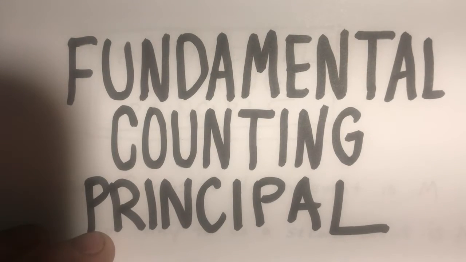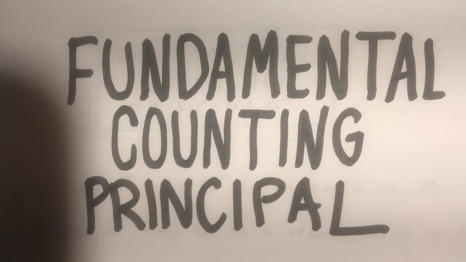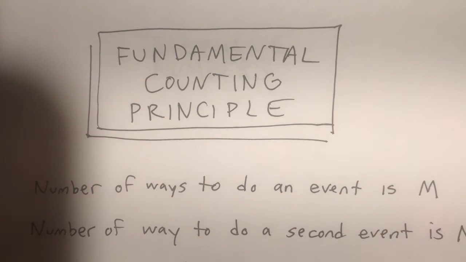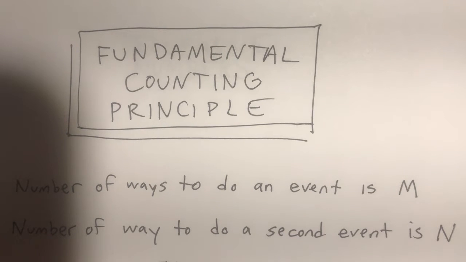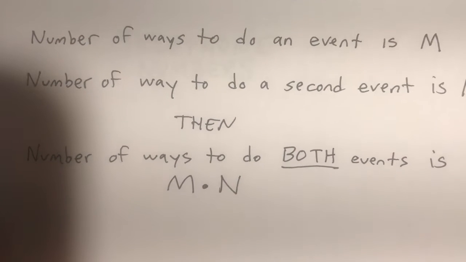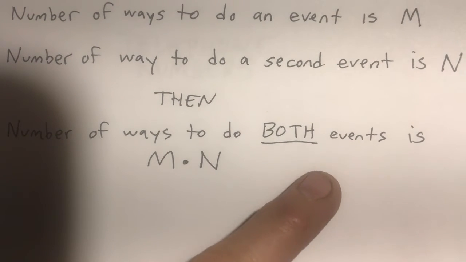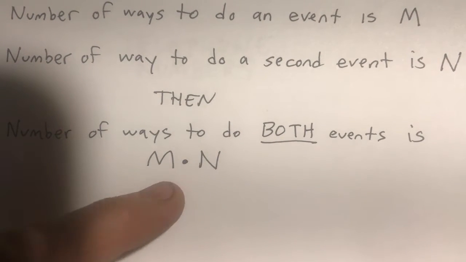All right, today in statistics, we're looking at the fundamental counting principle. This is the fundamental counting principle right here. What it means is, if the number of ways to do an event is M, and the number of ways to do a second event is N, then the number of ways to do both events is going to be M times N.